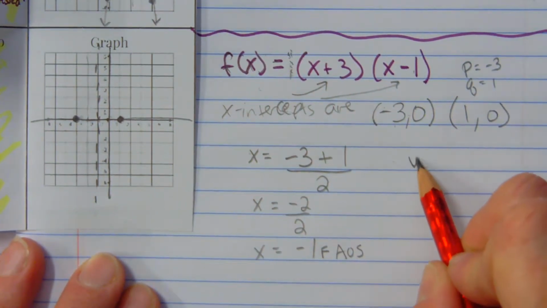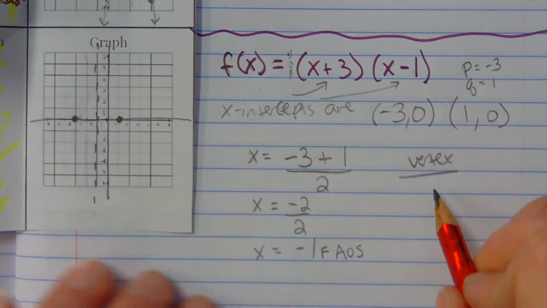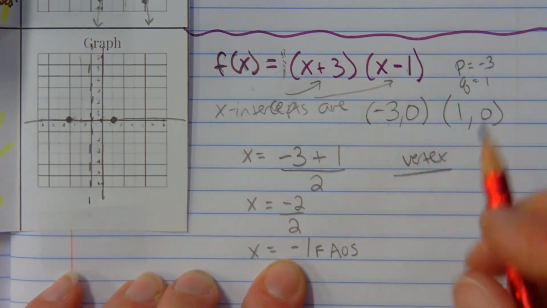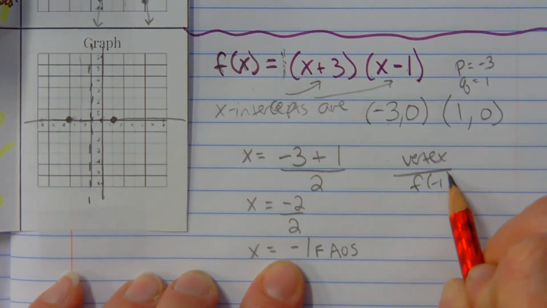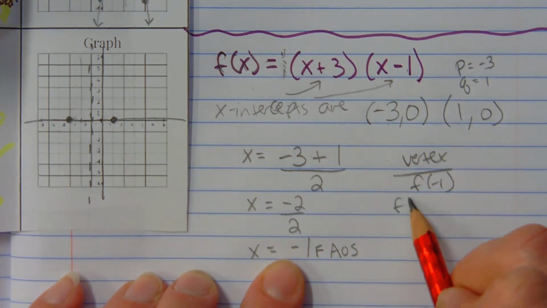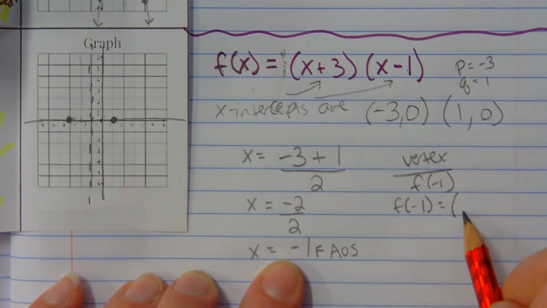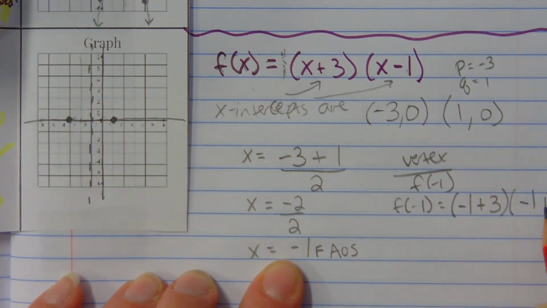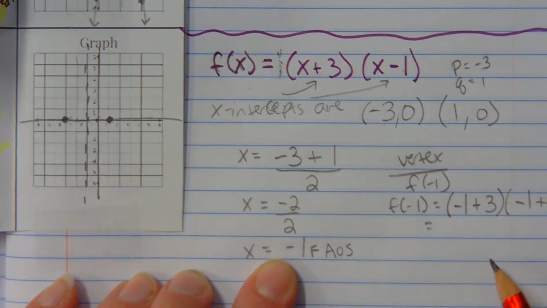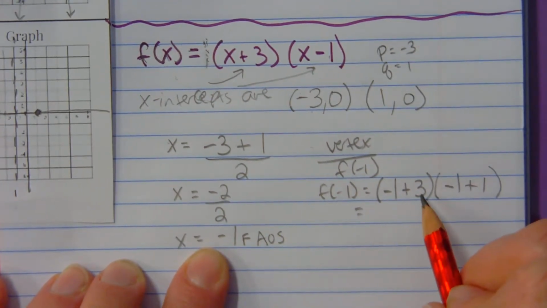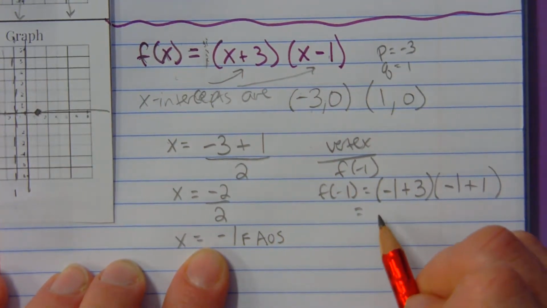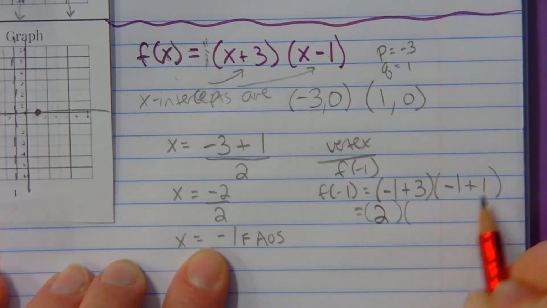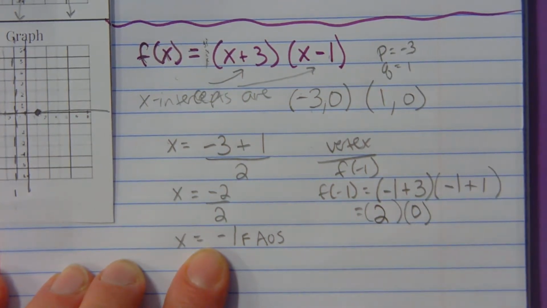So my vertex is going to be, what do I get when I plug in negative 1 and simplify? So I'm going to find, okay, what is f of negative 1? Well, f of negative 1 equals, plug in negative 1 where I see an x, negative 1 plus 3 gives me positive 2 times negative 1 plus 1 is 0. Ooh, it's 0.